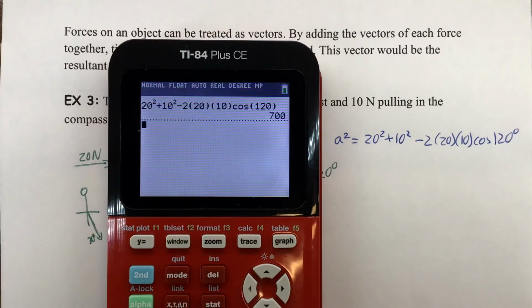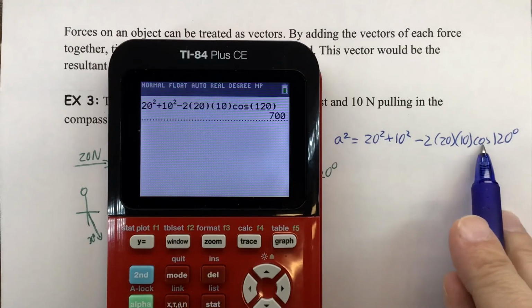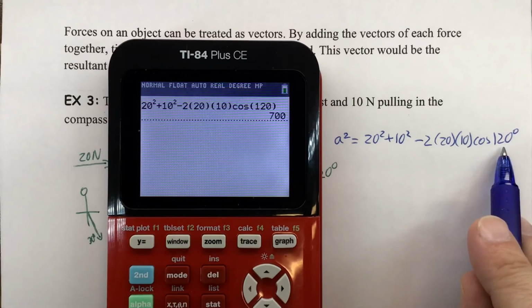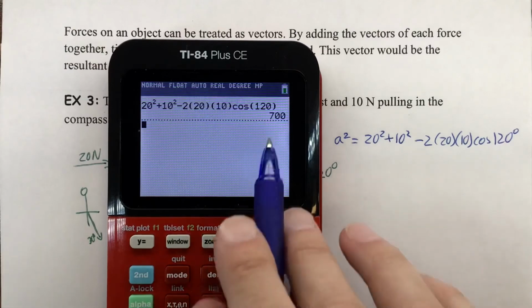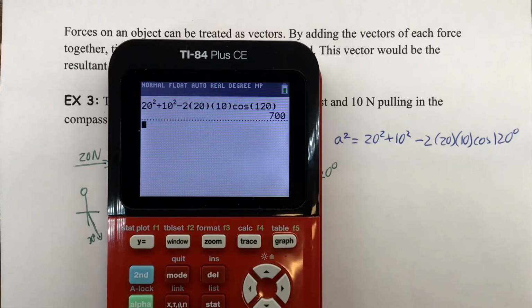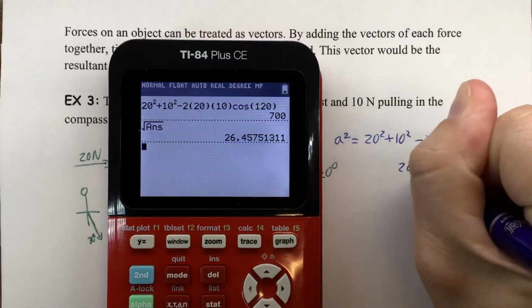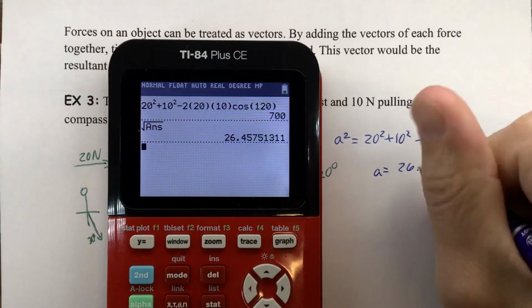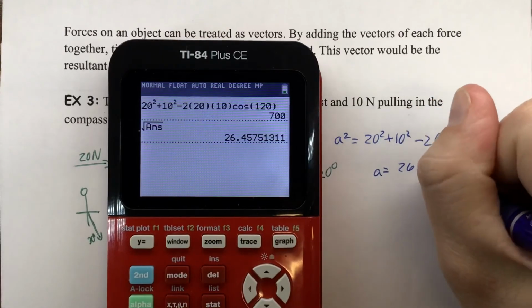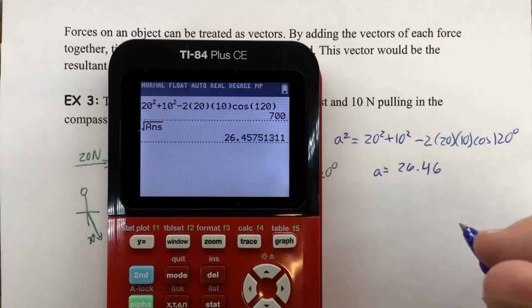All right, so that equals 700 exactly, which is kind of interesting here. The reason is because the cosine of 120, if you use the reference angle that goes with it, which is 60, the cosine of 60 is 1/2. And that might explain why you didn't get a weird decimal number there. Anyhow, we're going to square root it, so A equals 26.46 is what we get.